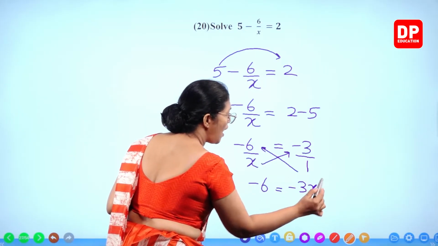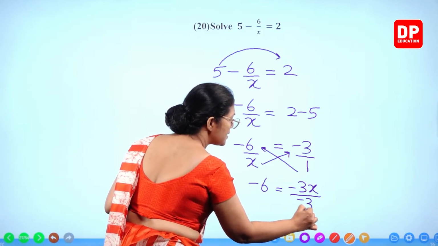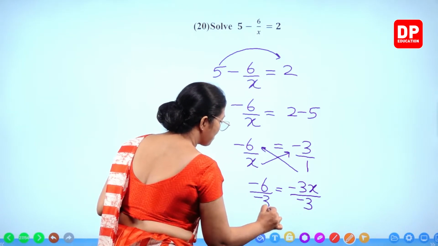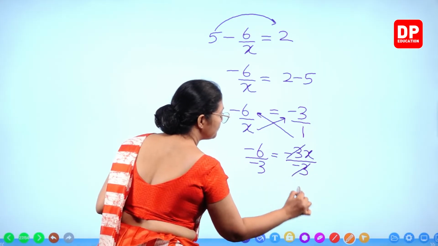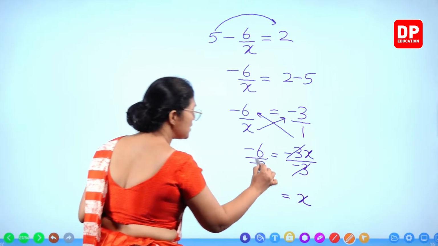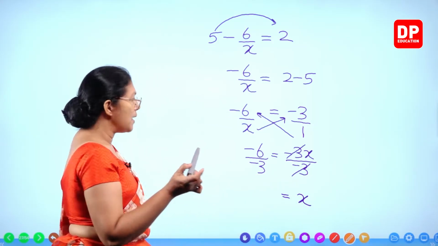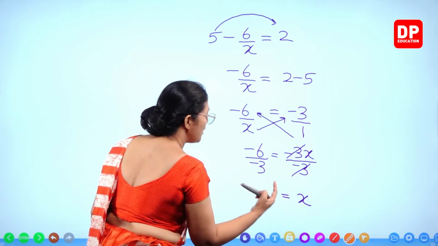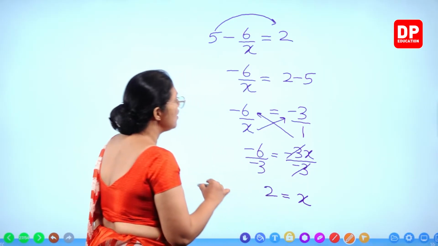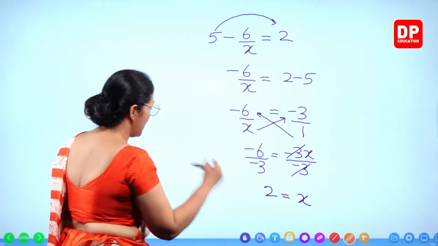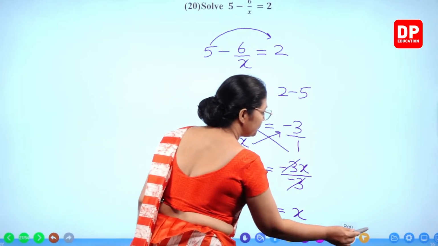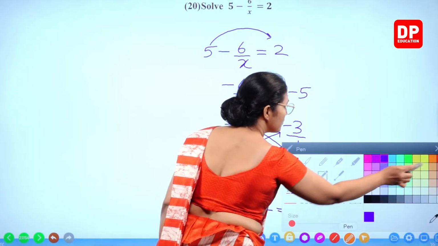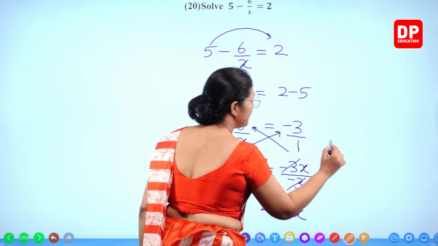So when you divide both sides by minus 3, what happens? You get x equals minus divided by minus, it becomes positive. 6 divided by 3 is 2. So positive 2. You get x equals 2. So 2 marks for that.